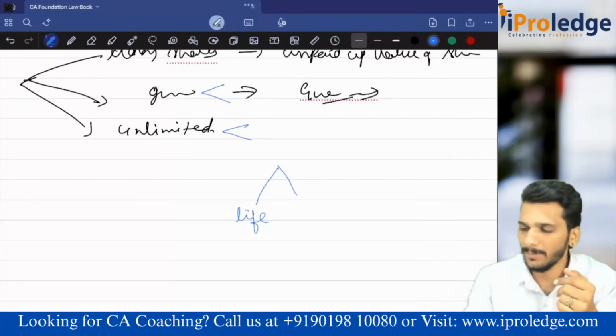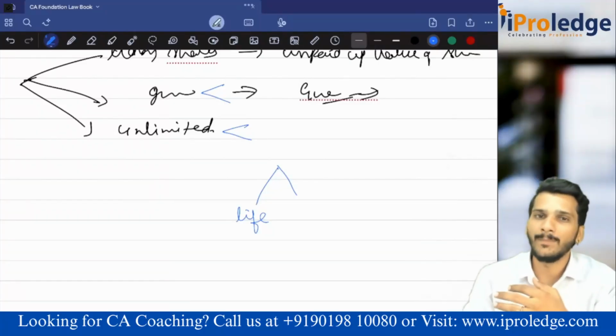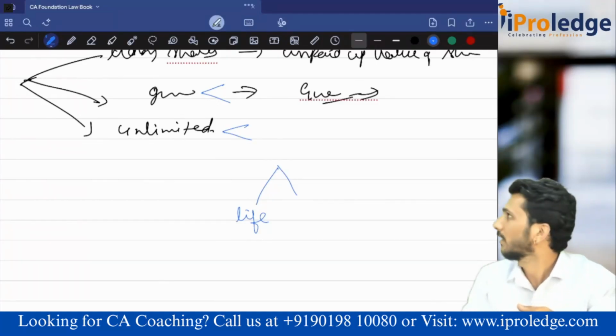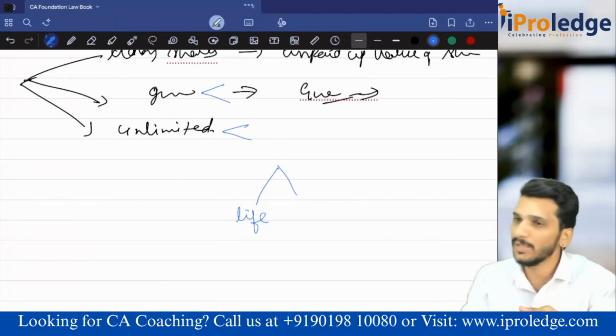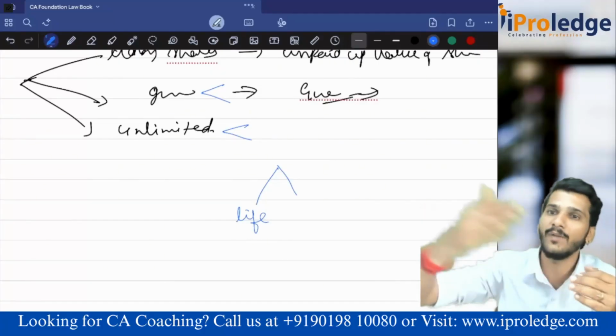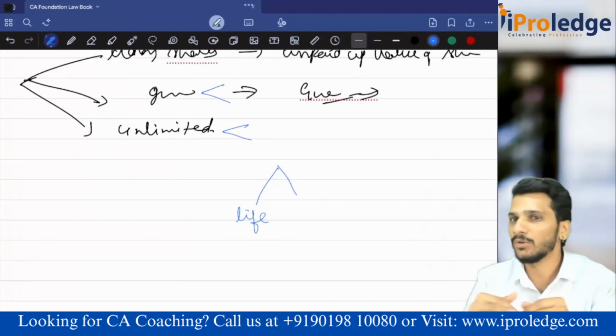Then comes the next feature: perpetual succession. What is perpetual succession? A company starts for the purpose of going for a longer race, not for a shorter period, and they don't know when the company will wind up. That is why we call it perpetual succession. Succession means continuity of the company is perpetual. Perpetuity means there is no end. It is like infinity. So the company goes on forever.